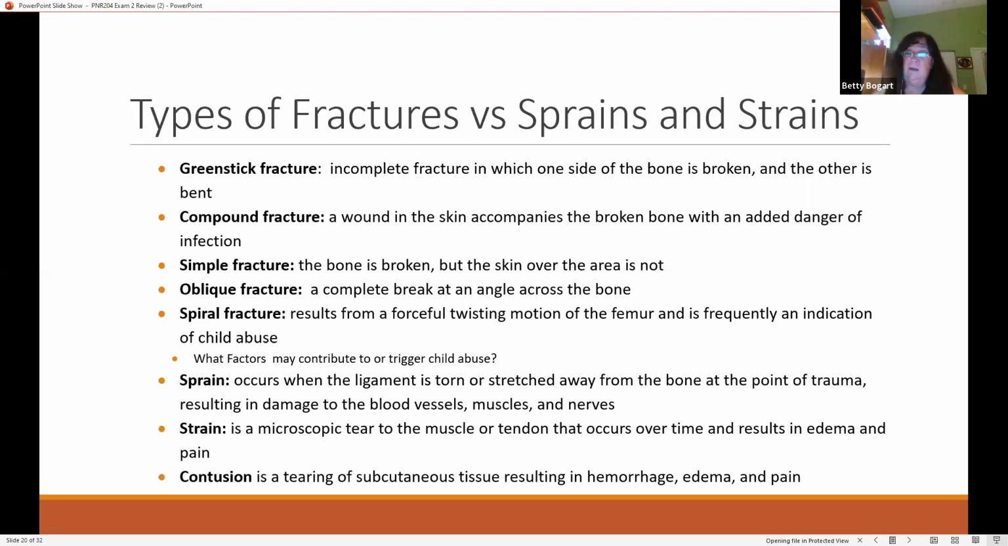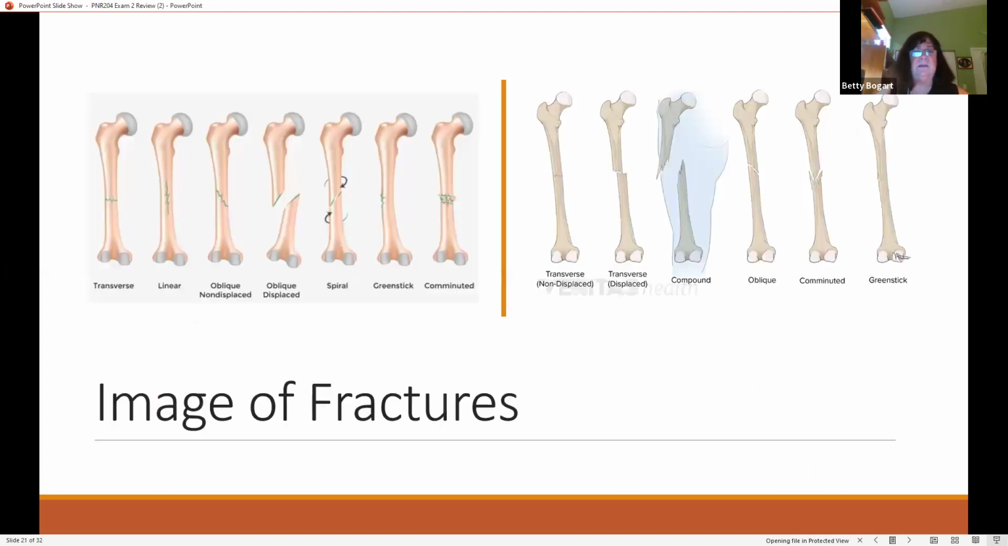So a sprain, can't tell you how many sprains I've had in my life. The ligament's torn away and it ruptures blood vessels and muscles and nerves and it swells and it's very painful. Again, it's going to be RICE, right? Rest, ice, compress, and elevate. A strain is when you're doing something repeatedly over and over again. Let's say riding a bike. It could be the front of the shins, right? And then a contusion is you bump into something, fall down, and it breaks blood vessels and you see those big bruises, right? The ecchymotic areas.